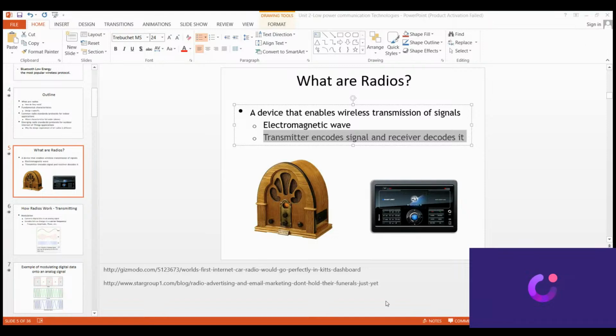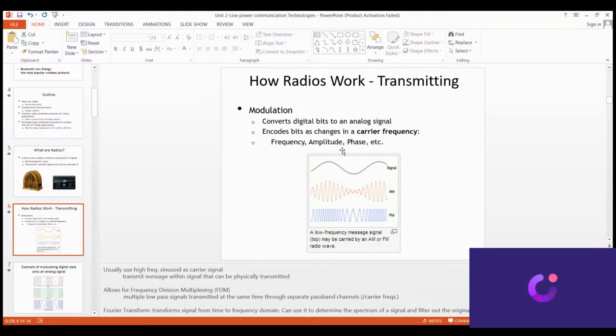Okay, so sorry, I'm in class. Okay, so we're saying the radios. Okay, we're saying it's basically a device that enables wireless transmission of signals. Now, these are electronically transmitted using electromagnetic waves. And once the signal is transmitted, it is encoded from one end and then decoded from the other end.